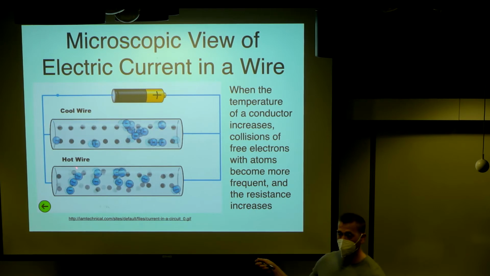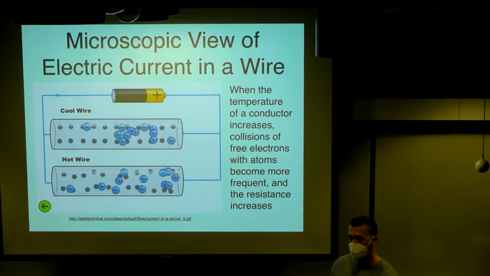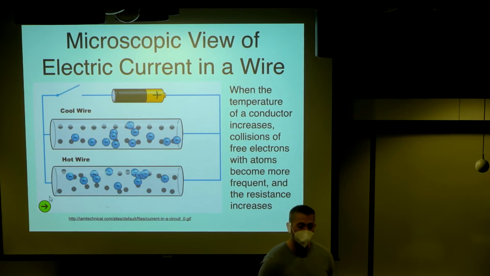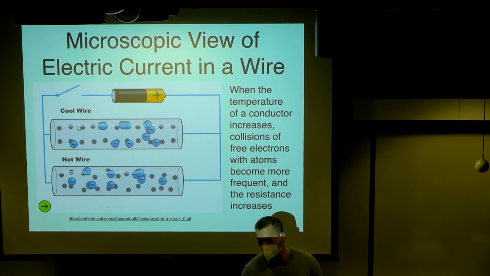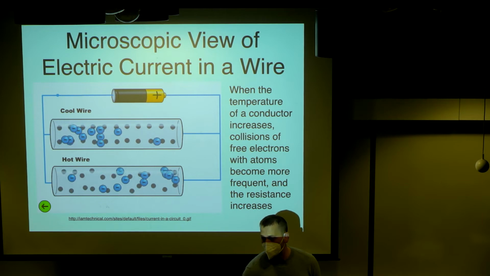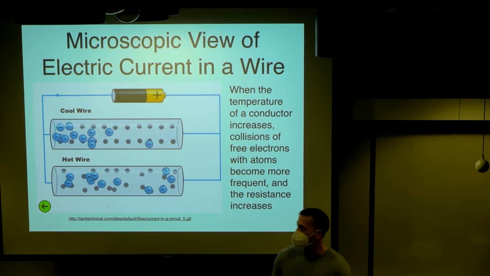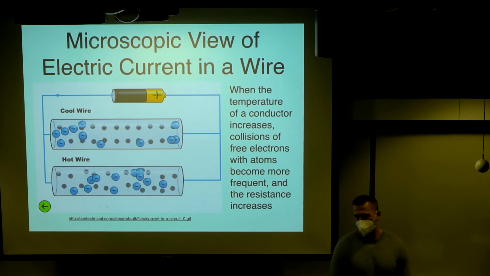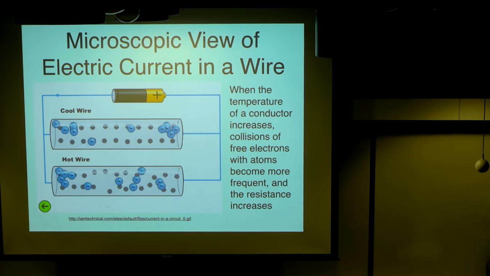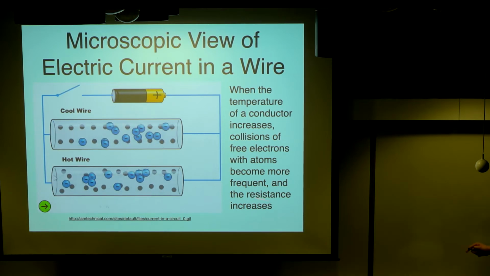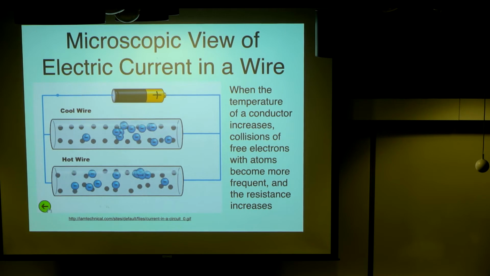The collisions are going to become more frequent in this hotter wire. And that's why the resistance goes up when the temperature goes up. Again, the details depend on exactly what material you're talking about, but that's generally going to be true in metal wires. As the temperature goes up, so does your resistance, because we have more frequent collisions.